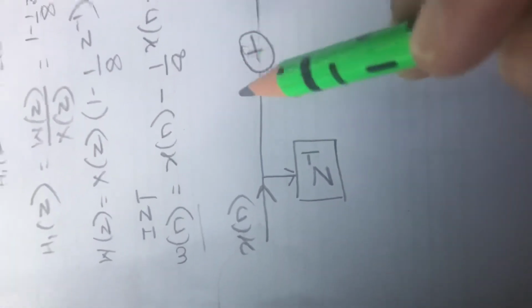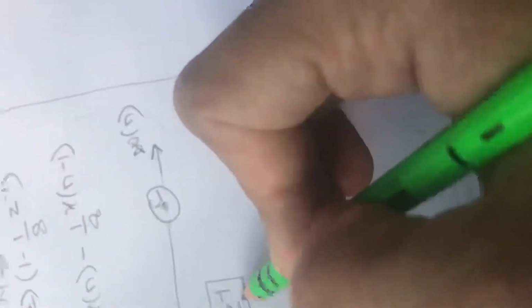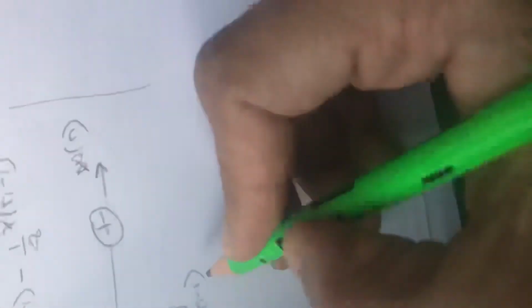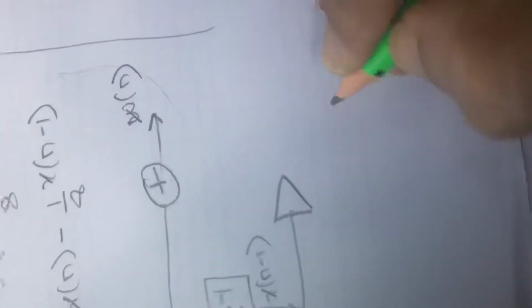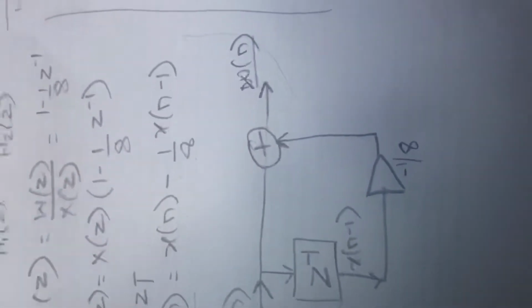Z inverse is a delay block which will insert a unit delay in the signal. So this is going to insert a delay of 1 unit in x of n. At the output of this, the signal I'll have is x of n minus 1. This signal is to be multiplied by a coefficient minus 1 by 8, so I'll pass it through a multiplier block whose coefficient is minus 1 by 8. Now my signal becomes minus 1 by 8 into x of n minus 1. So at the output I have W of n.